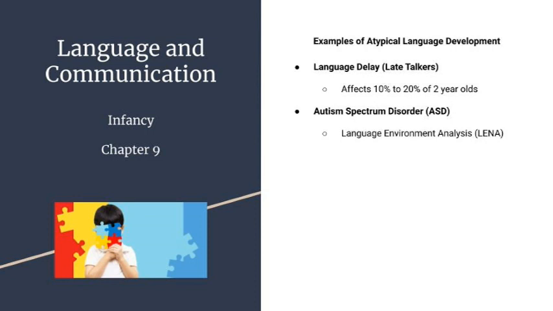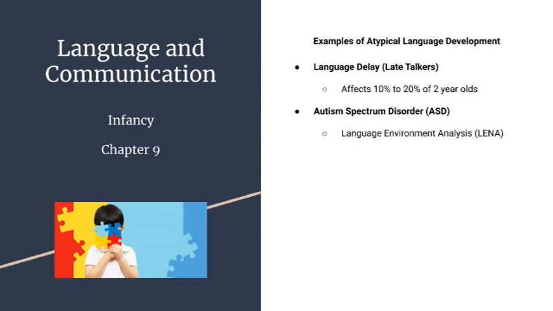Some children have expressive language delays only, but others may have a combination of expressive and receptive language delays or have a difficult time following verbal instructions, perceiving phonological differences, and using symbolic gestures. Language delay affects 10 to 20% of 2-year-olds.